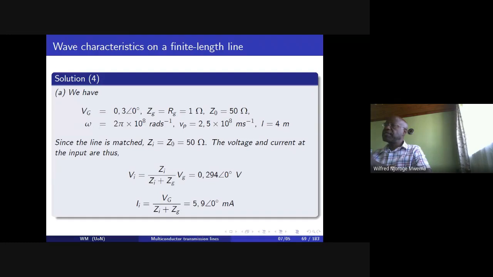So for part A, we have the generator voltage phasor, the open circuit voltage, which is 0.3 volts with a phase angle of 0 degrees. Zg is a real value, and it's 1 ohm. The line characteristic impedance is 50 ohms. We've been given the value of omega as 2π times 10 to the 8 radians per second, and Vp is given there as 2.5 times 10 raised to 8 meters per second, and the length is 4 meters.